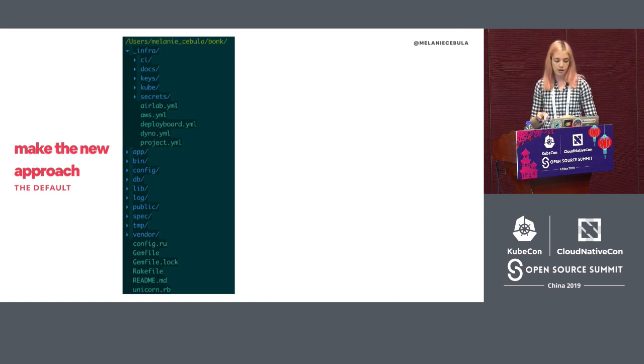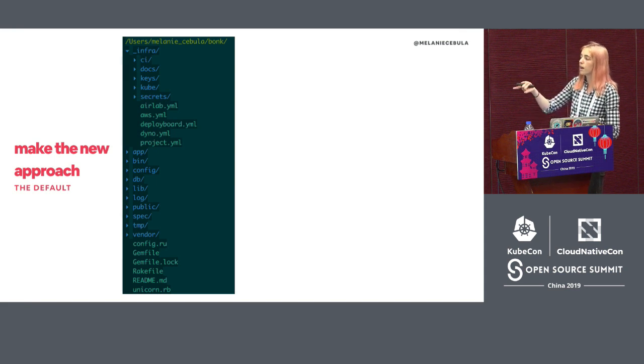One example here is our infrastructure as code. I have a bonk service and it has an underscore info directory. This directory has all of our service configuration.